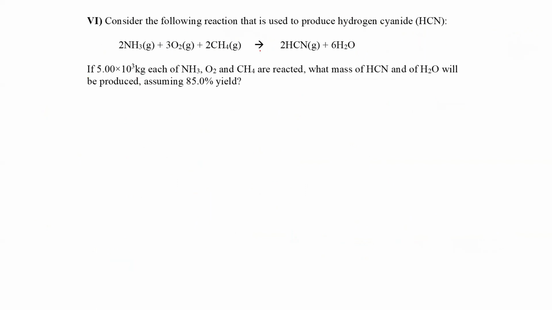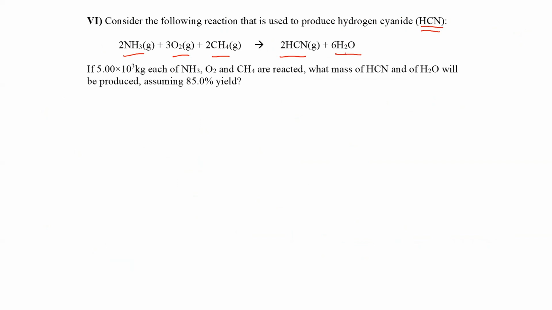Let's move to exercise number 6. So consider the following reaction that is used to produce hydrogen cyanide, HCN, okay, which is toxic, by the way. Here we need 2 mole of ammonia gas, reacting with 3 moles of oxygen gas and 2 mole of methane gas to give hydrogen cyanide, 2 mole and 6 mole of water. Okay. So this is a reaction.